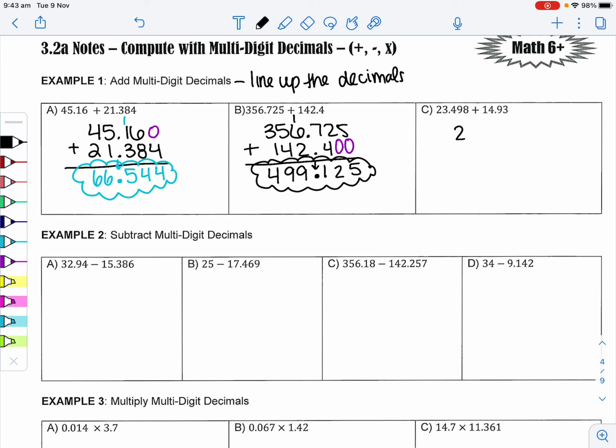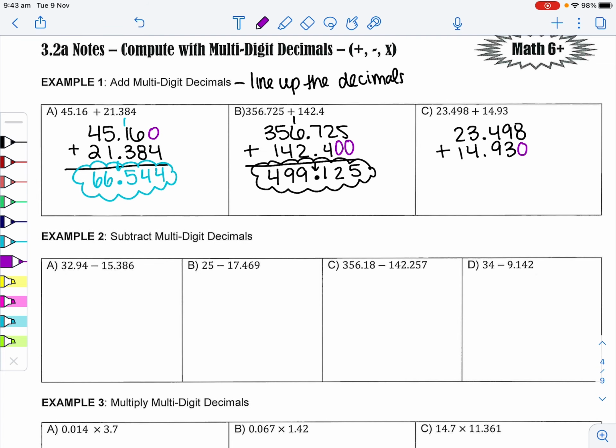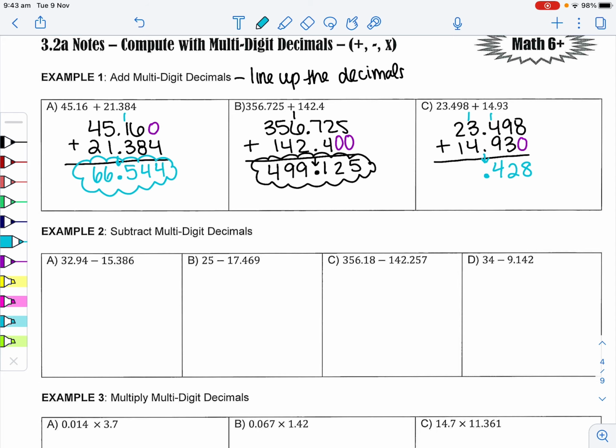In the last one, 23.498 plus 14.93. And again, I'm going to add that 0 at the end to match up my place values. So 8 plus 0 is 8. 9 plus 3 is 12. And I'm going to carry the 1. 9 plus 4 is 13. Plus 1 is 14. Carry the 1. My decimal comes straight down in that line. 4 plus 3 is 7. Plus 1 is 8. And 2 plus 1 is 3. So 38.428.